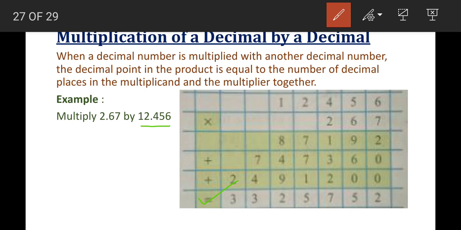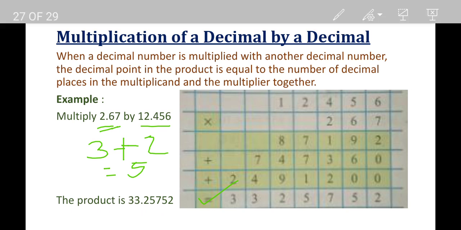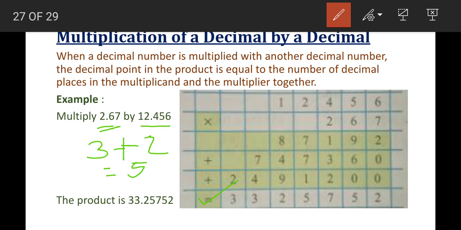Next step is we have to put the decimal point by looking at the multiplicand and multiplier. The first number, the multiplicand, has 3 decimal places, and the multiplier has 2 decimal places. So it becomes 3 plus 2, which is 5. In the product we have to leave 5 places from the right side and put the decimal point. Clear? I have left 5 digits from the right side and put a decimal point there. So it becomes 33.25752.